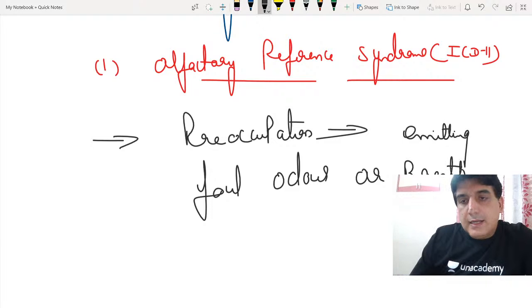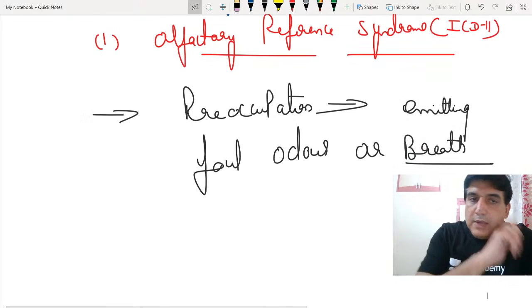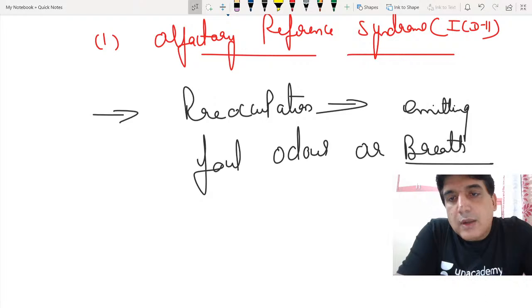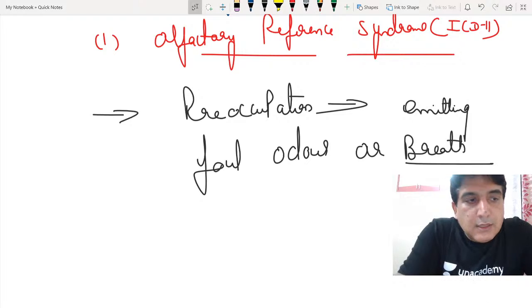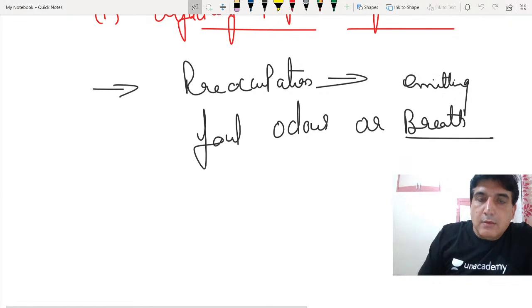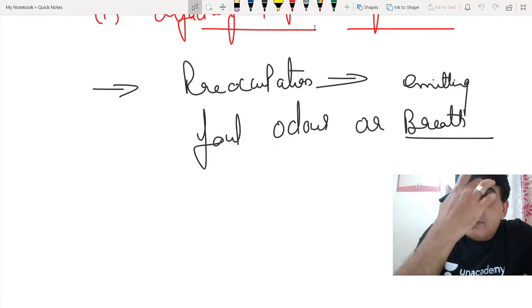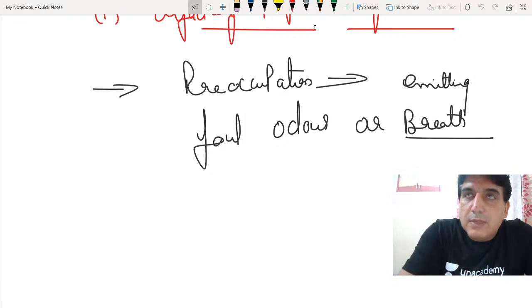But in reality, this is not the case. In olfactory reference syndrome, the patient has a preoccupation, a belief that he or she is emitting foul odor or breath, but in actuality this is not the case. And for that, the patient repetitively checks whether he or she is emitting foul odor or not. That's olfactory reference syndrome; in DSM-5 we have it under the umbrella of obsessive compulsive and related disorders overall.